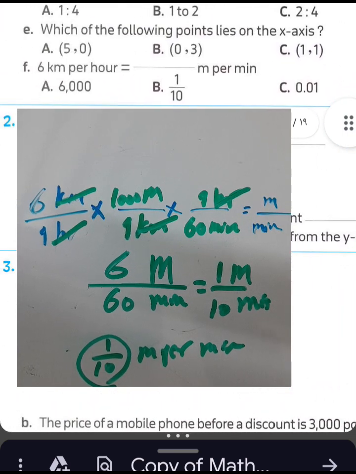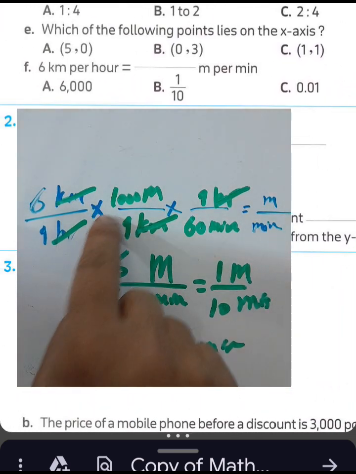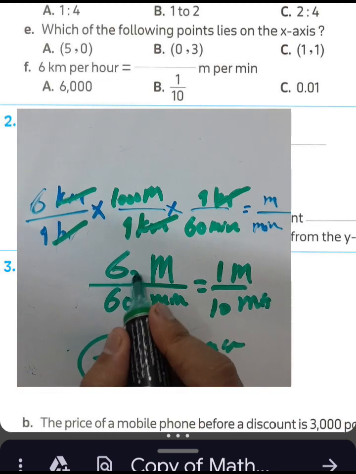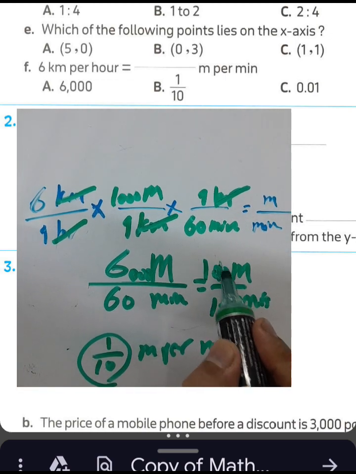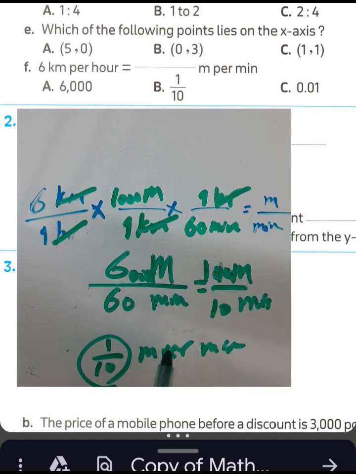Okay. Again, it was 1000. Sorry, we have here 3 zeros, right? Sorry. 1000 over 10, it will be 100.